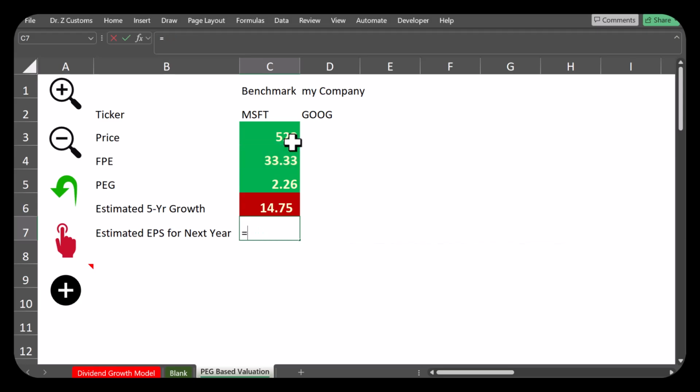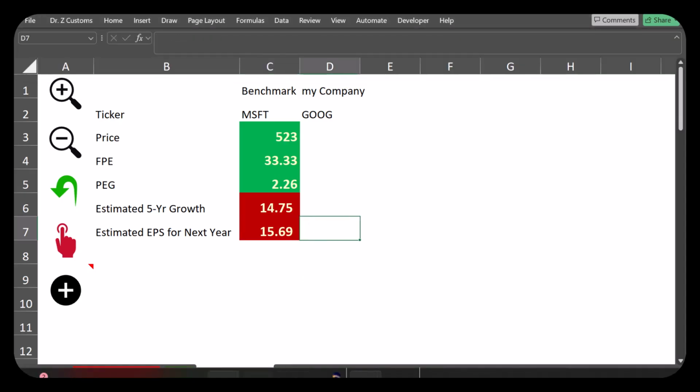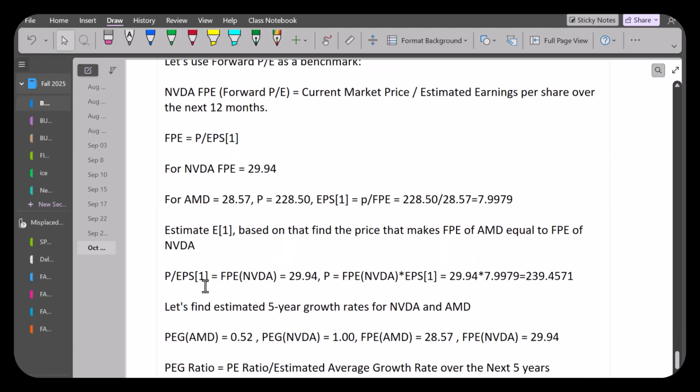Or price divided by FPE. Remember, FPE is price divided by the expected earnings per share, or earnings per share is equal to price divided by FPE.